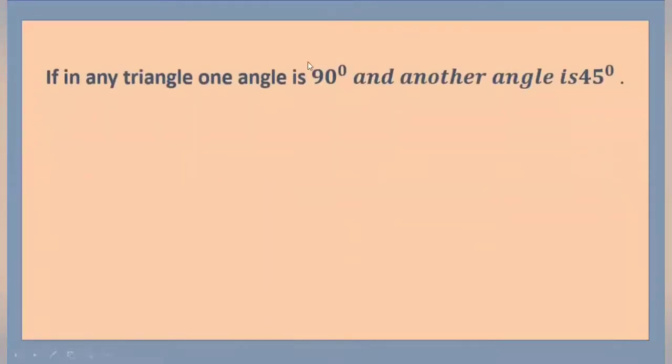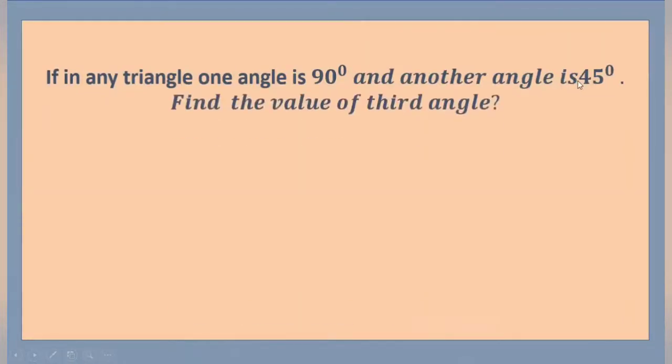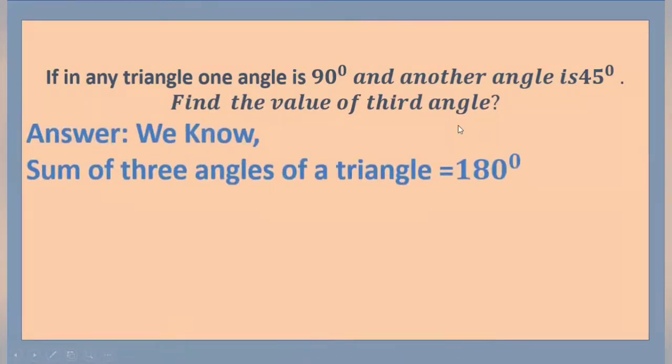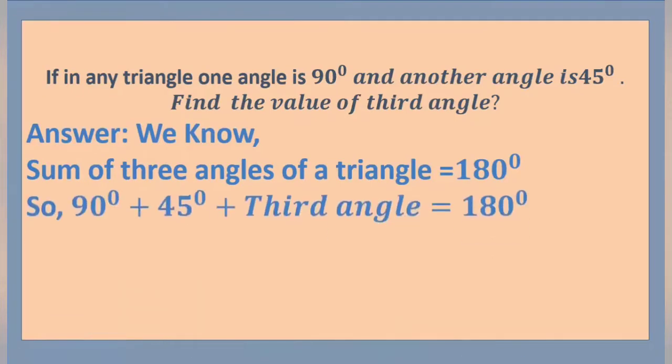See, if I ask you, if in any triangle one angle is 90 degree and another angle is 45 degree, would you be able to find the value of the third angle? Yes, you're correct, students. We know that the sum of three angles of a triangle is equal to how many degrees? Yes, it's 180 degree.